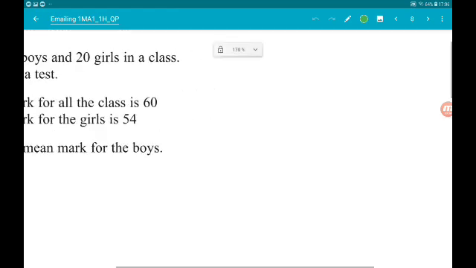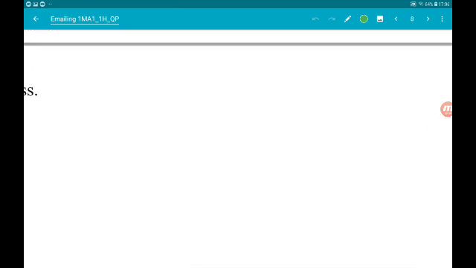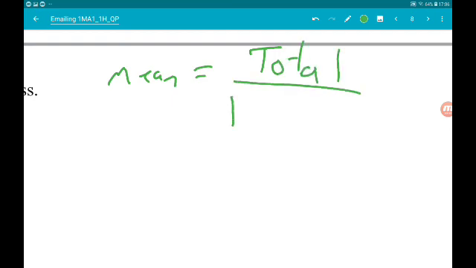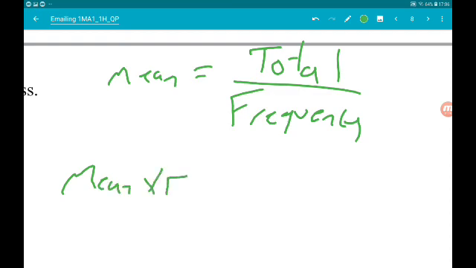Okay, so the gist of reverse mean is that to work out a mean, you do the total divided by the frequency. So here we are starting off knowing some means, knowing some frequencies, but we don't know anything about the totals. So here the totals would be the total marks. So what we can do then is get the mean times frequency is equal to total marks.